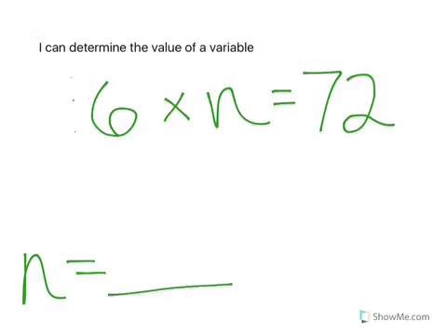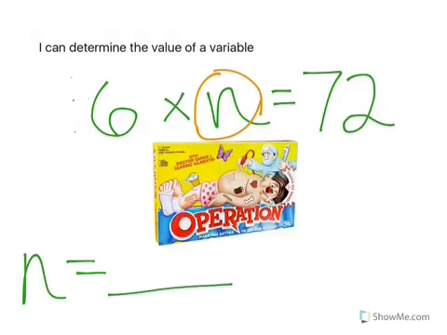So our first learning target is I can determine the value of a variable. So in this problem, we need to determine what does n really represent. 6 times what number, or n, equals 72.